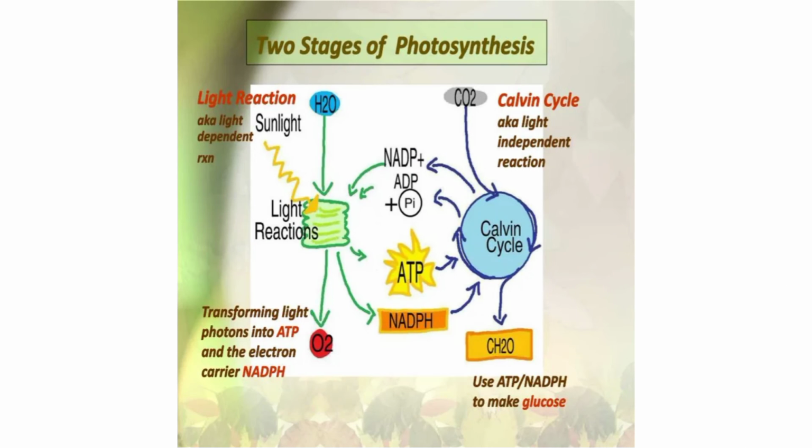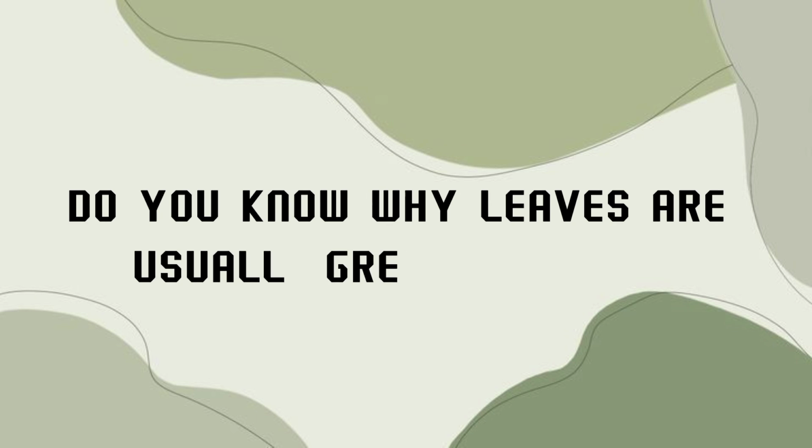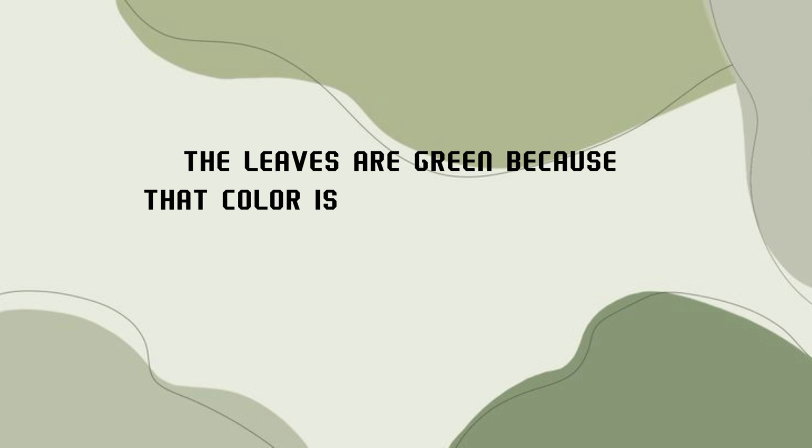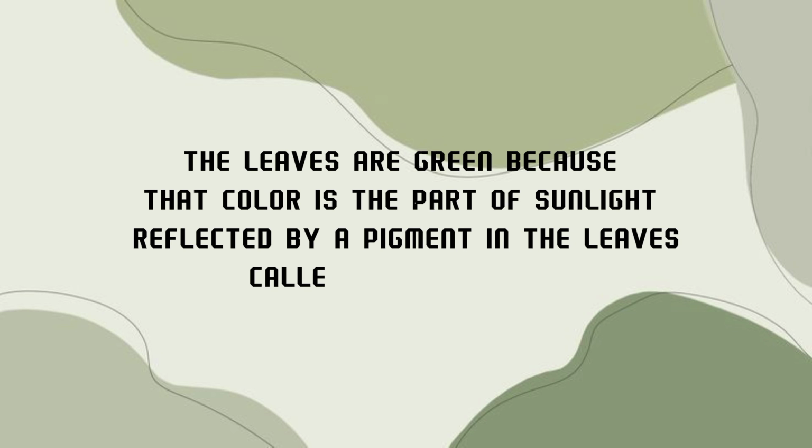The figure shows the two stages of photosynthesis in one picture. Fun facts time! Do you know why leaves are usually green in color? The leaves are green because that color is the part of sunlight reflected by a pigment in the leaves called chlorophyll.